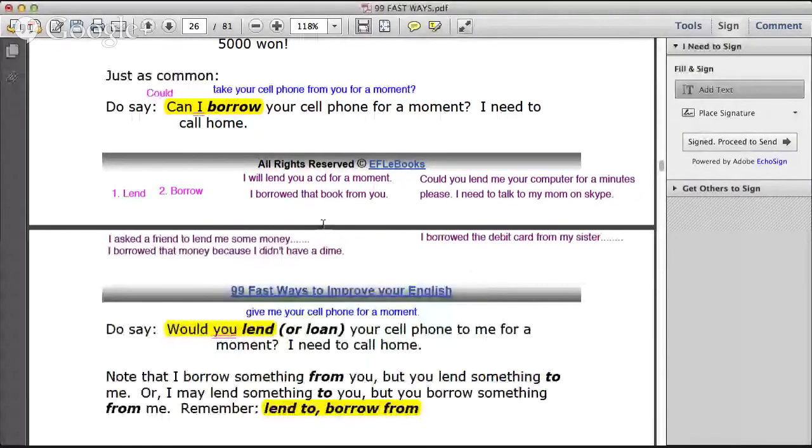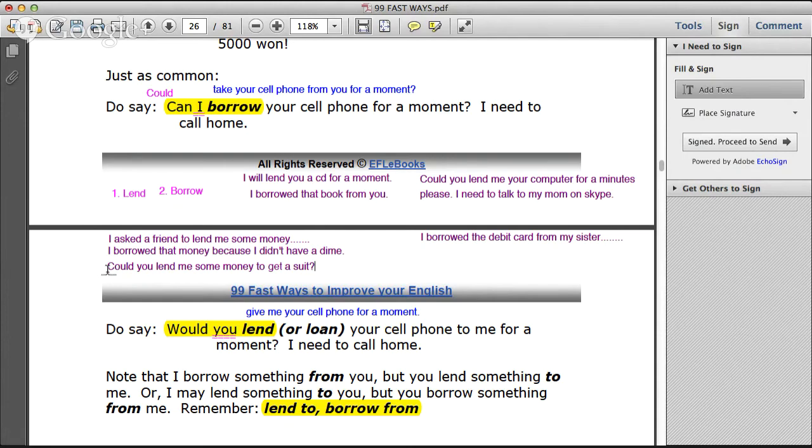Yes, I'm here. Okay, let's try one with lend and one with borrow, please. Could you lend me some money for get a suit? Instead of "for get a suit," it would be "to get a suit." Could you lend me some money to get a suit?